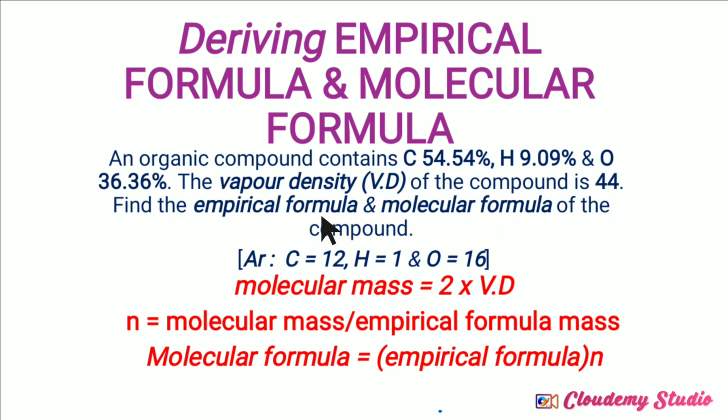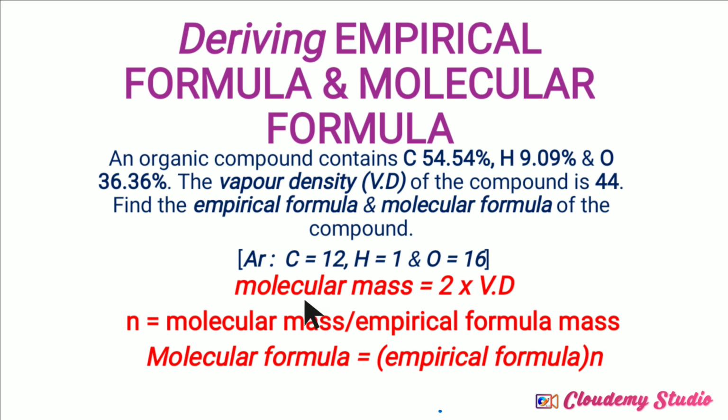the empirical formula as well as the molecular formula of the compound. And one more piece of information is also given, that is the relative atomic mass. For carbon it is 12, hydrogen 1, oxygen 16. And three formulae are also given.